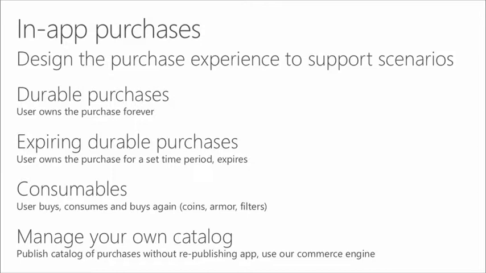They can be durable purchases that the user owns forever, like a new feature or capability in the app. It could be expiring durable purchases, so you purchase it and it works for an amount of time, and then you purchase it again if you want to continue to use it. Or consumables, where the user buys it, they consume it, and then if they want to use it again, like armor or coins or filters within the app, they can buy it again and again as long as they want to use it. Or, like we had mentioned, being able to manage a catalog of items within your app and publish that without having to republish your application.